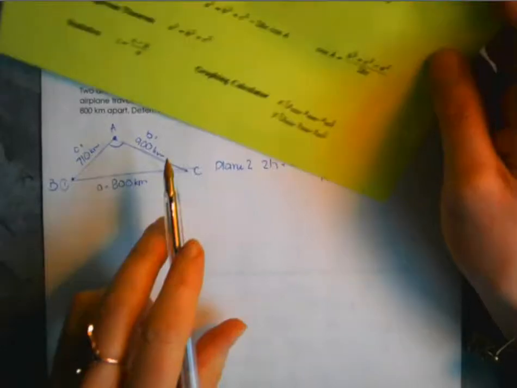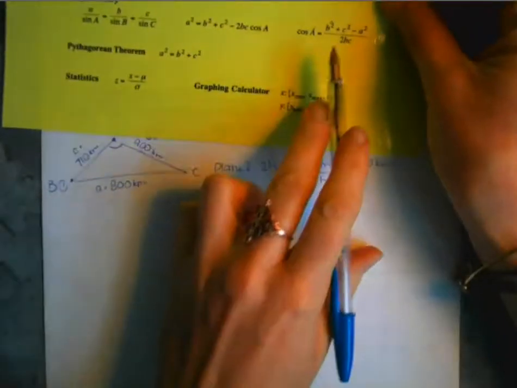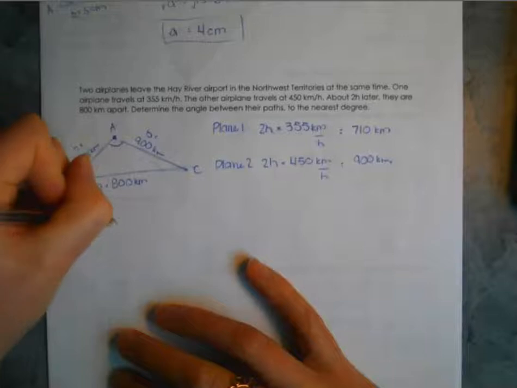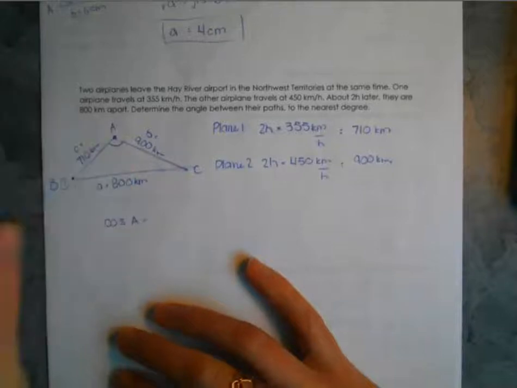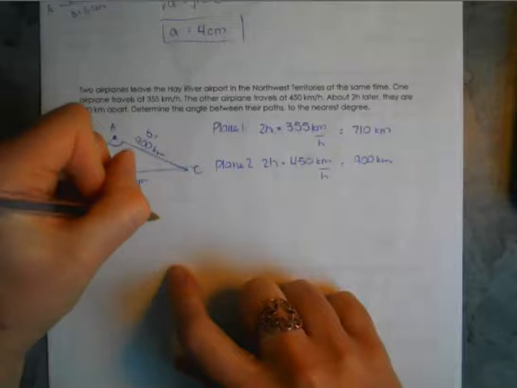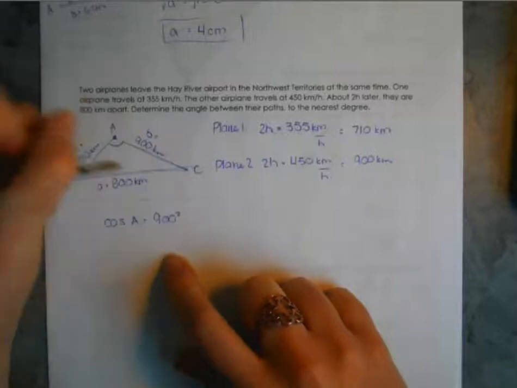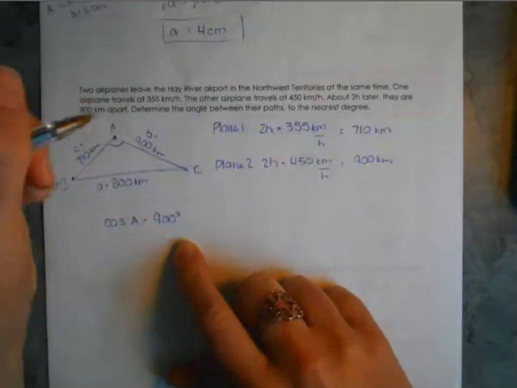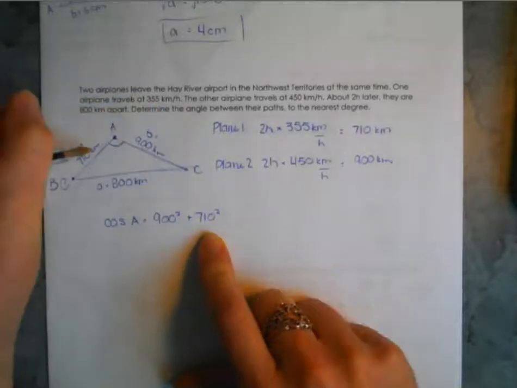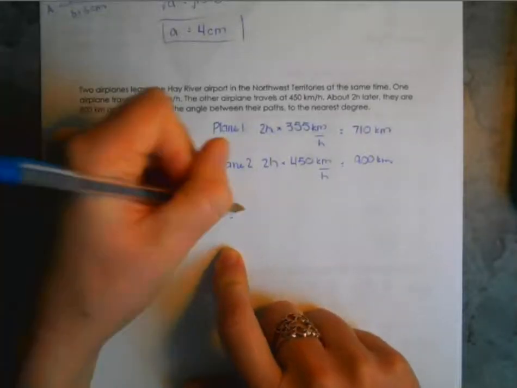Okay, so now we can just go ahead and start plugging in our values, right? So it's going to be cosine of angle A is going to be equal to B squared, so 900 squared, plus C squared, so plus 710 squared, minus A squared, so 800 squared.